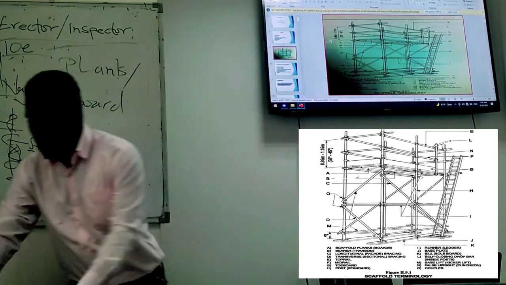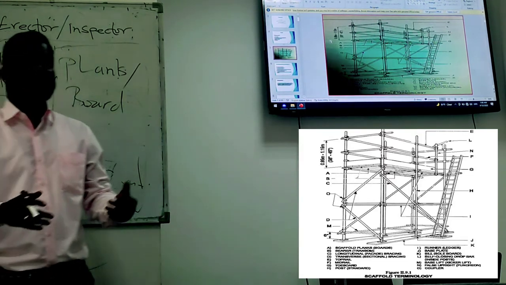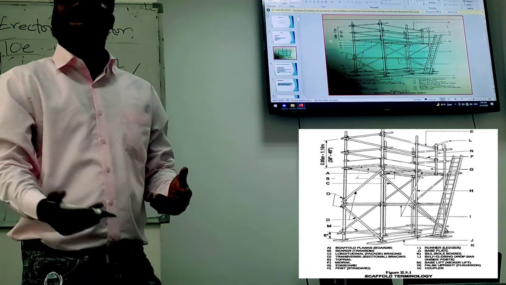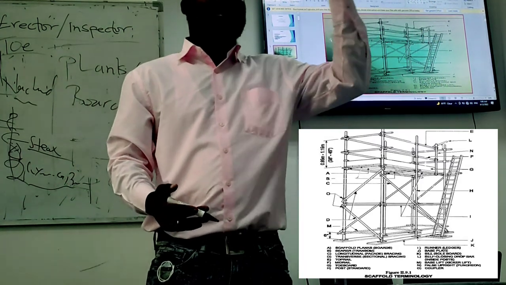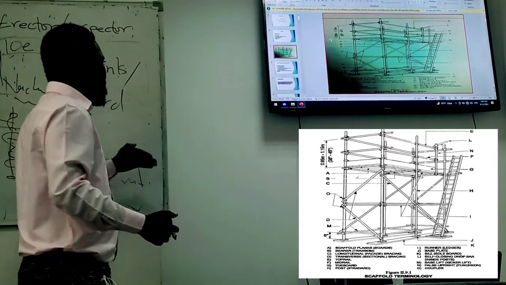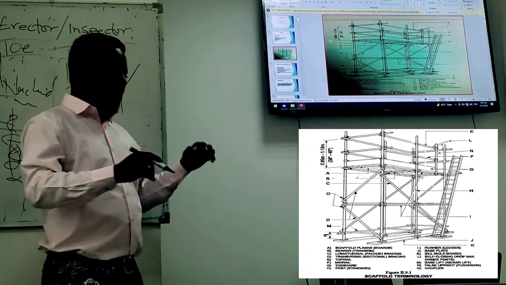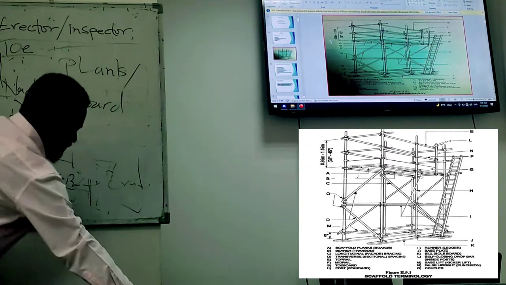So if I stand on this one, this is a platform. I am standing on it. A platform is anything that will lift you from the normal ground to a height. That is a platform. Okay? So the B is the transom, when you erect the scaffold.